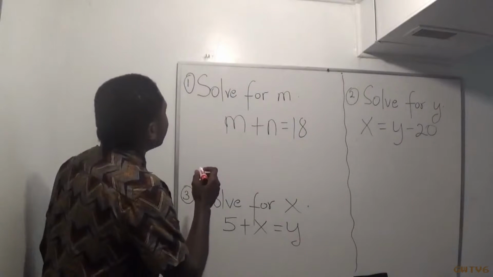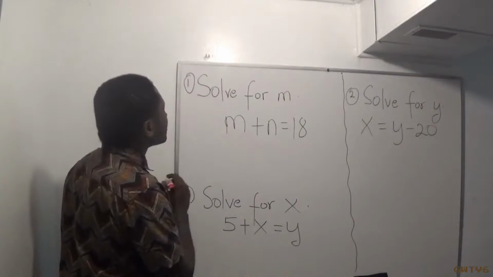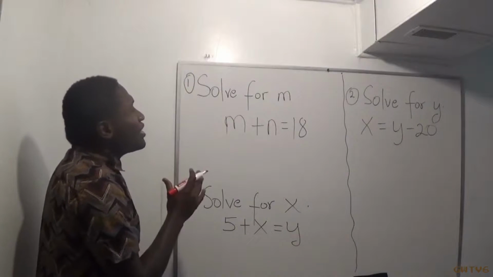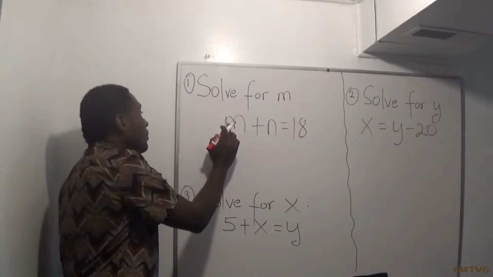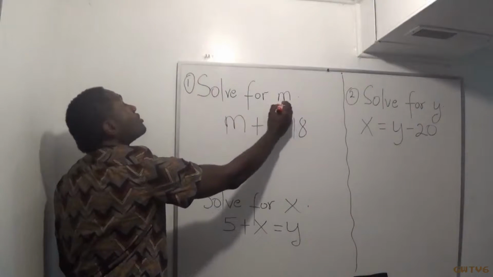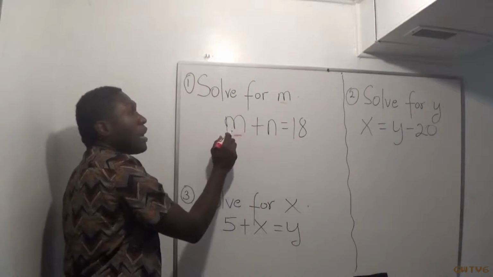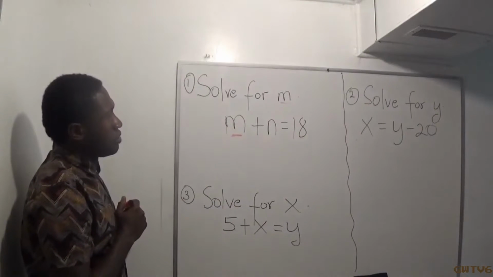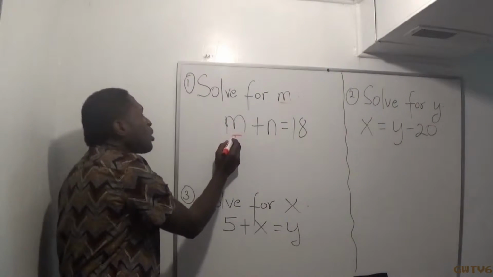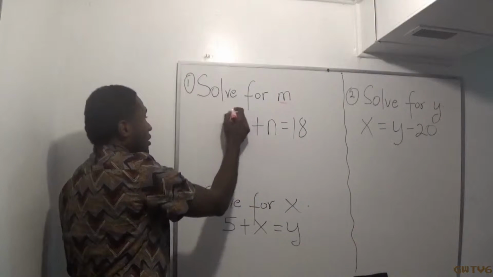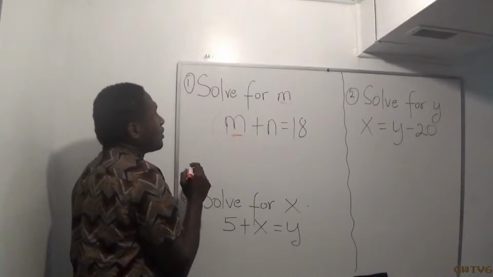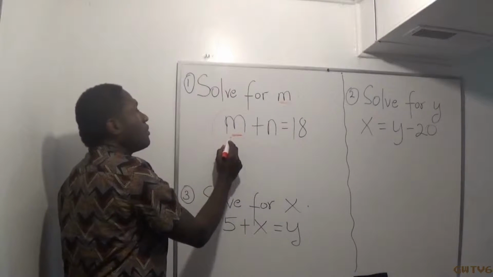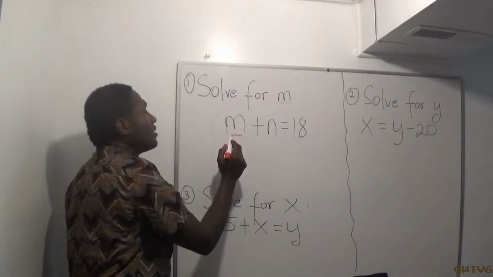Okay, so for this one right here, I'm being asked to solve for m. So my eye should look at m, because that's what I'm being asked to solve for. So m, I want to get by itself, okay? So that means whatever is close to this m right here, I'm going to have to get rid of it. Looking at this, the n is close to the m, so I have to get rid of the n.